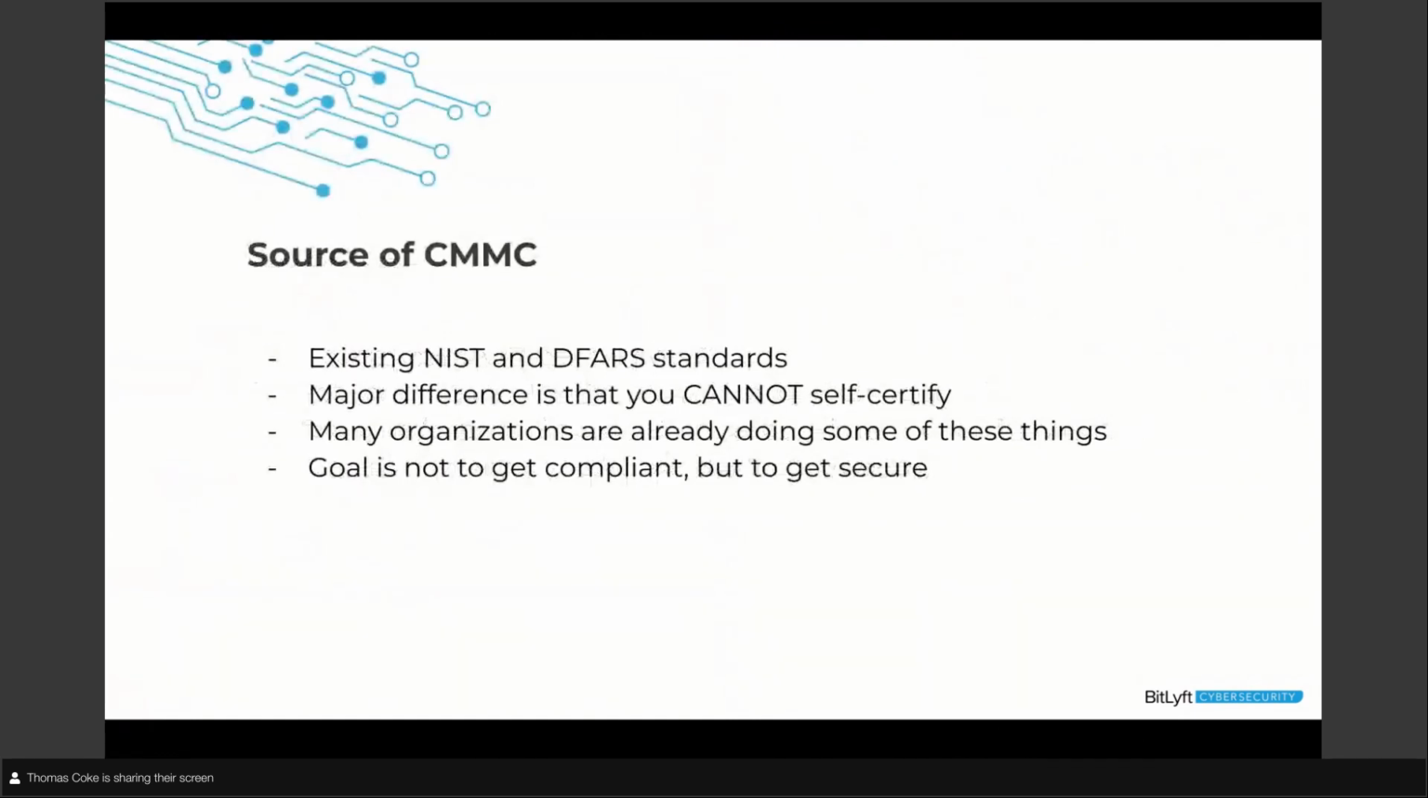So going back a little bit, as far as what's the source of the CMMC, most of you who are in the defense contracting space already know NIST and DFARS pretty well. So this is really based upon those standards. There's one huge key difference. A lot of people were already compliant with NIST and DFARS, and there were certain things that have been added into the CMMC. The biggest one is that you can't self-certify, whereas in the past you could. So now you actually have to go out to some kind of a third party.